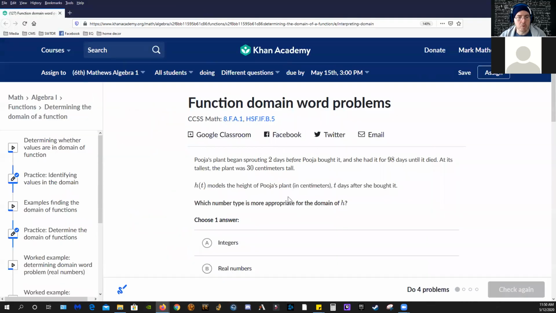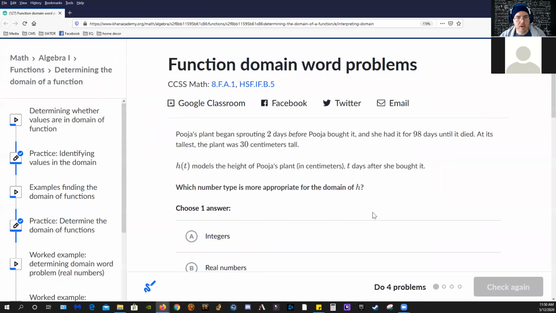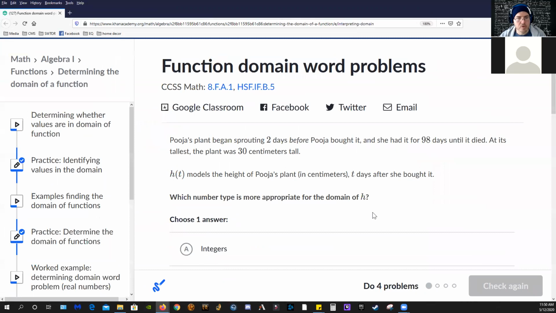Let's see, domain word problems. Okay. I have to do a bit of reading here. Pooja's plant began sprouting 2 days before Pooja bought it. She had it for 98 days until it died. At its tallest, the plant was 30 centimeters tall. H depends on T, models the height of Pooja's plant in centimeters, T days after she bought it.